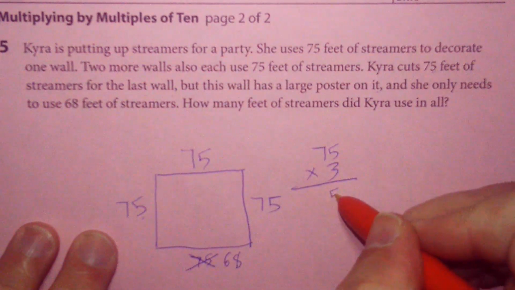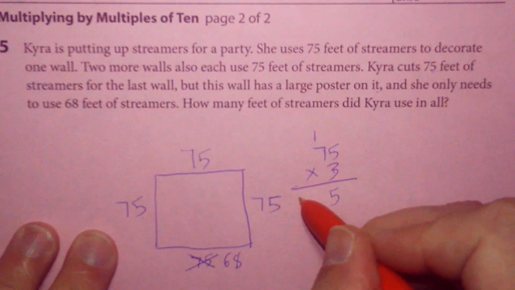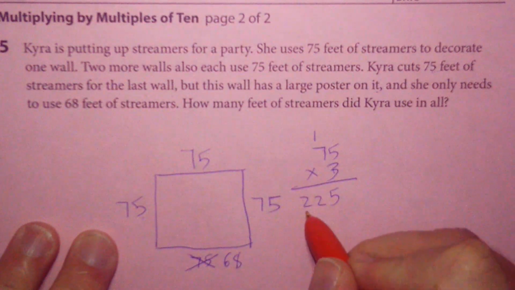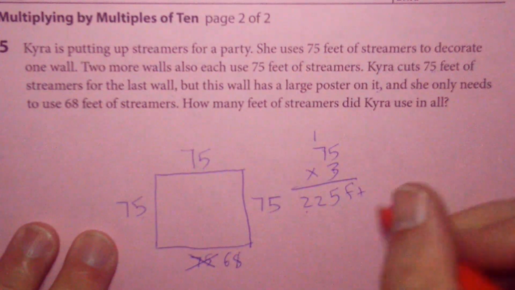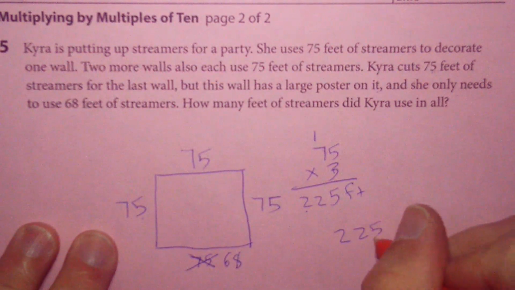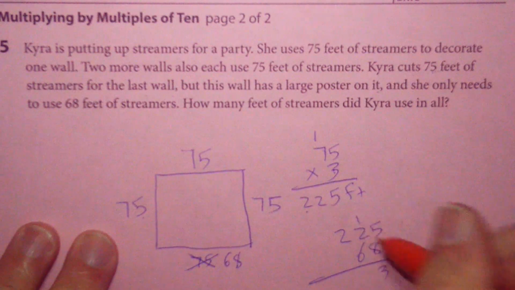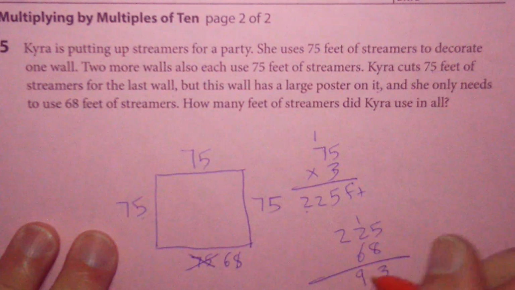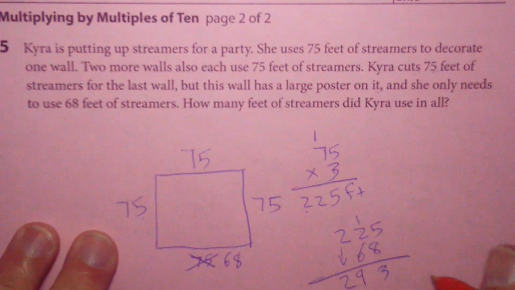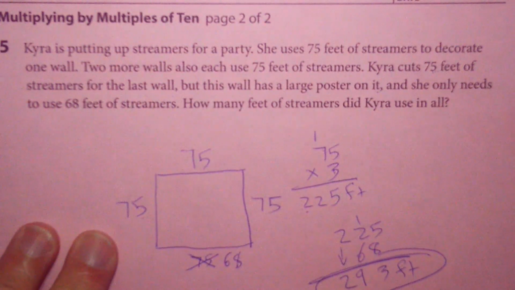5 times 3 is 15, carry the 1. 7 times 3 is 21, plus 1 is 22. So there's 225 feet, okay, plus our 68 at the end. So we can take 225 plus 68, 8 plus 5, okay, carry the 1. 6 plus 2 plus 1, bring down the 2. Our total is going to be 293 feet.